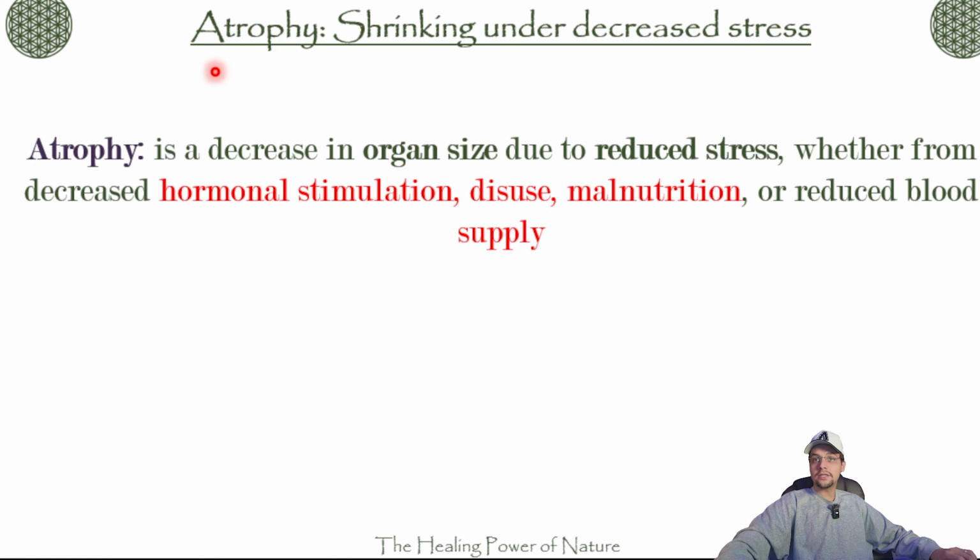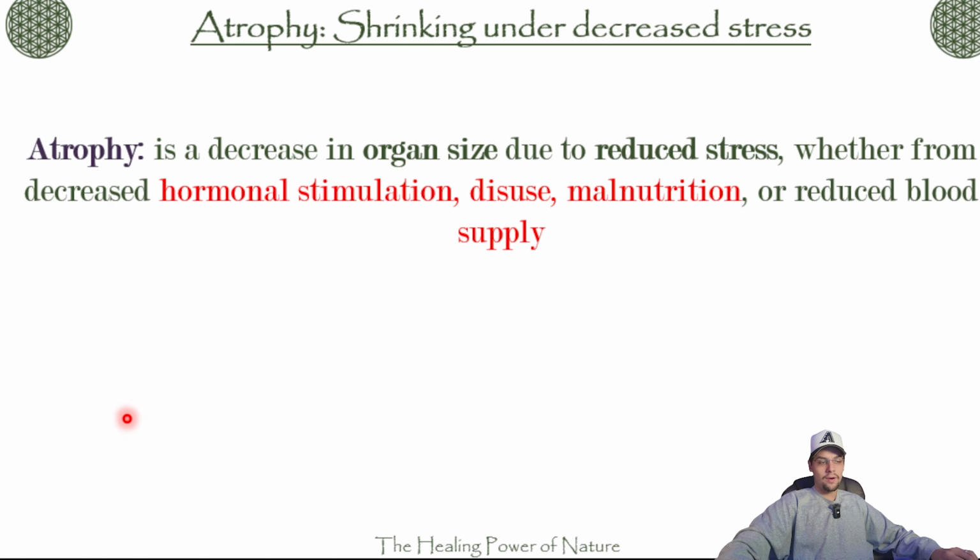So we're going to start here by talking about atrophy. Atrophy is shrinking under decreased stress. The definition is a decrease in organ size due to reduced stress. So what is meant by reduced stress? There are several different mechanisms that apply: hormonal stimulation, disuse, malnutrition, or excess nutrition as well, and also a reduced blood supply.